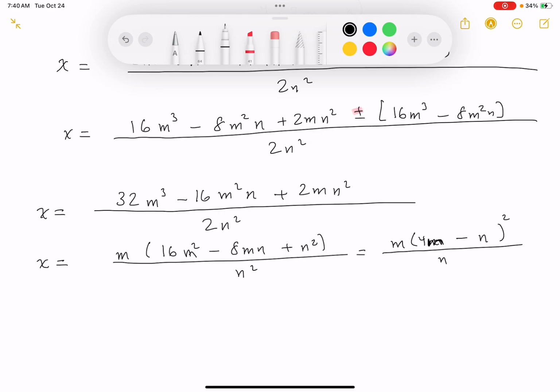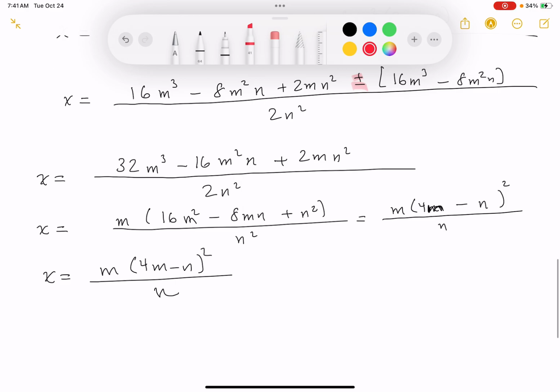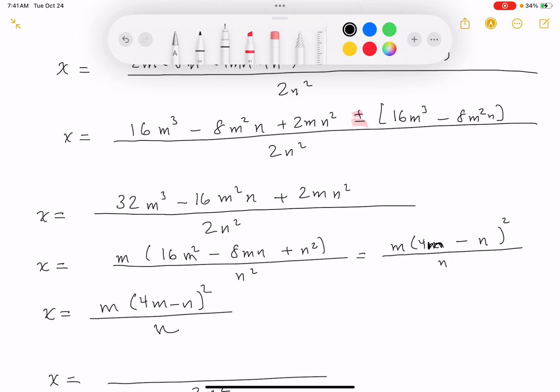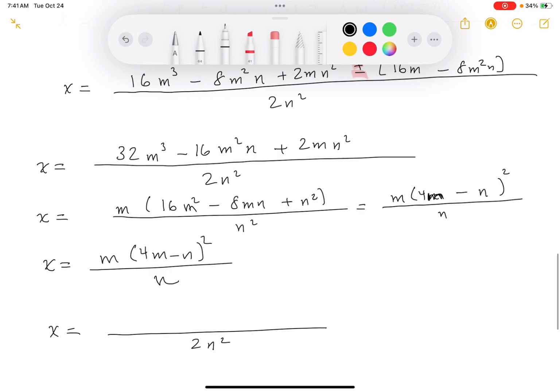All right, so I've got one x value. Let me clean it up a little bit, and try to make these m's and n's look different. That's one of them. Now I'm going to do subtraction. I'm going to see what happens over there. You get x equals, we've got 2n squared on the bottom. If you do the subtraction, 16m cubed minus 16m cubed disappears. Minus 8m squared n, minus a minus is plus 8m squared n. That disappears. So I'm left with 2mn squared. This reduces, the 2's cancel, the n squared cancels, and you're left with just m.